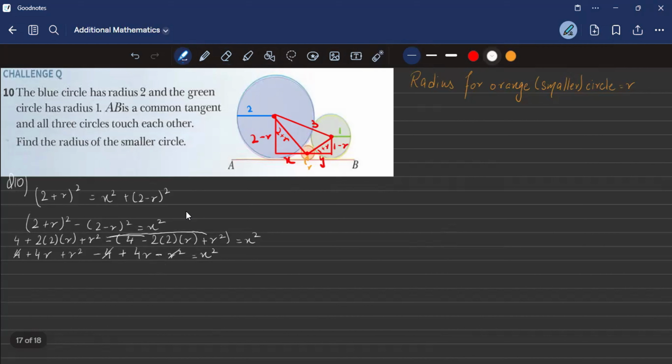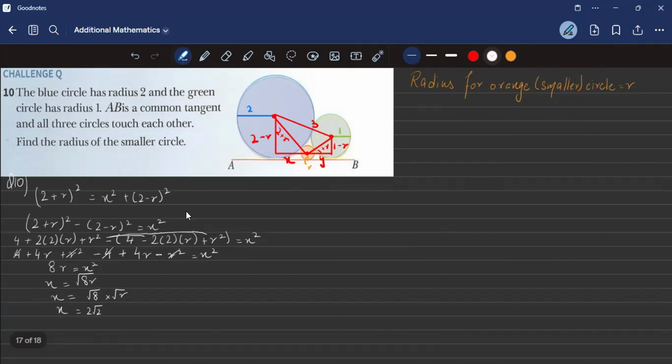So r squared and r squared cancel down. 4r plus 4r is equals to 8r, and that's equals to x squared. So x would be equals to under root 8r. If we were to simplify this, we would get under root 8 multiplied by under root r is equals to x. And what's under root 8 equals to? It's equals to 2 under root 2.